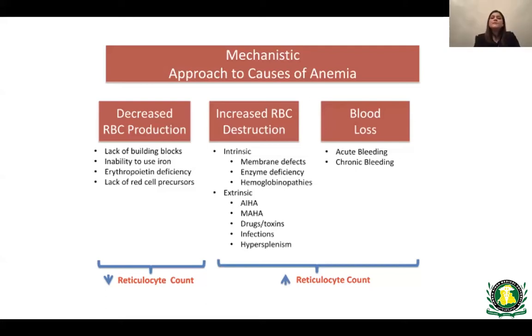But the most important thing that differentiates these three is your retic count, right? So retic count we talked about, which is reticulocyte count. We talked about reticulocytes, that those are the first cells that come out of the marrow, right? The immature RBCs. That means they're baby RBCs.